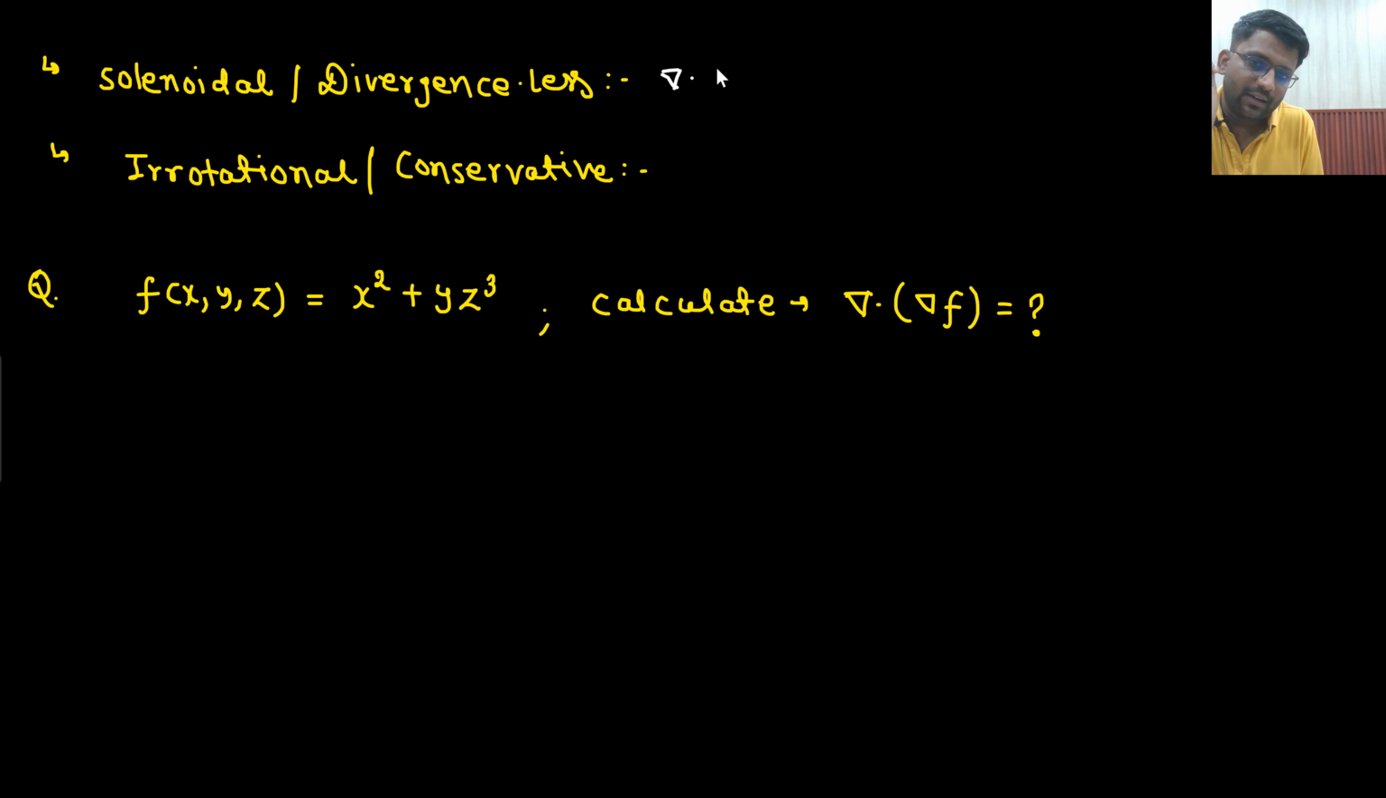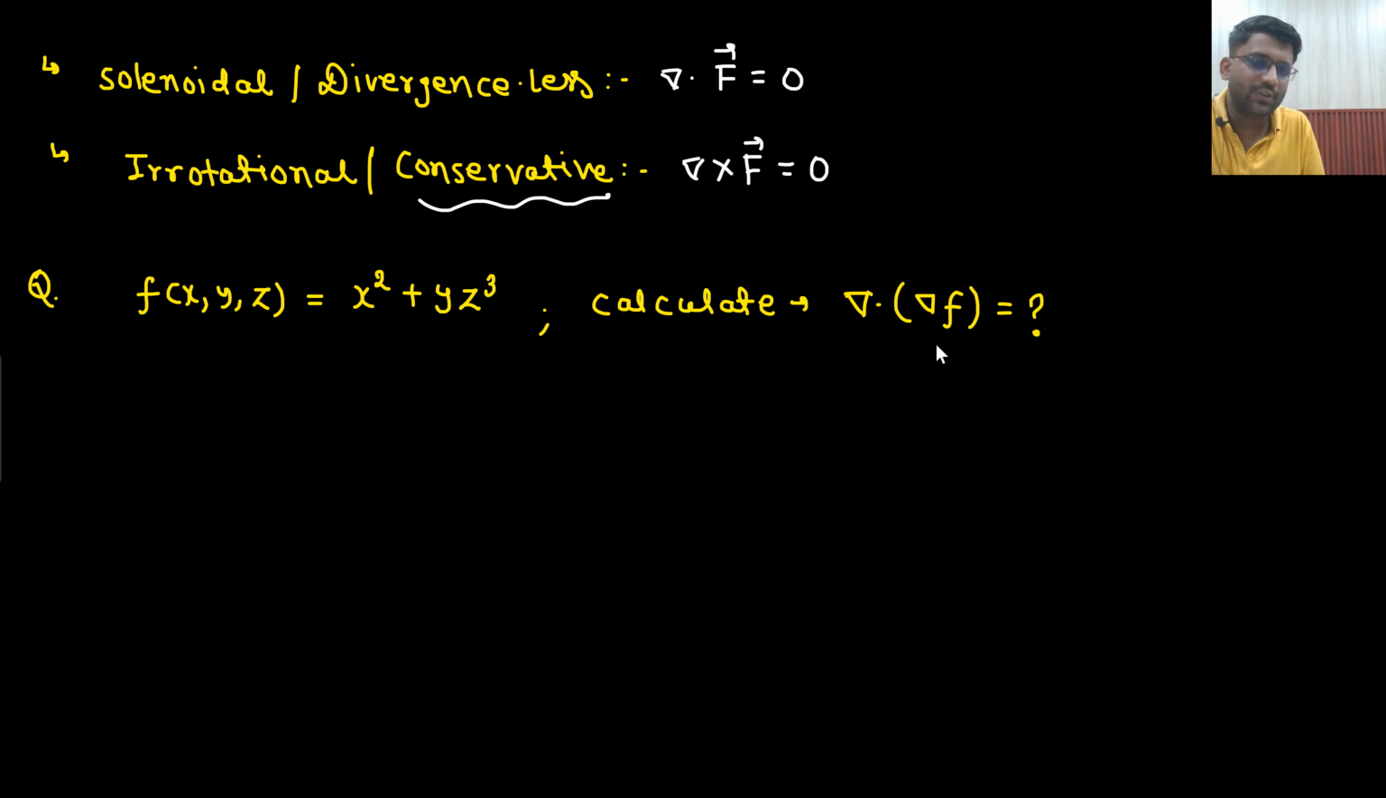So that is simply del dot f equals to 0. And what is the meaning of irrotational? Other name is conservative. We will talk about it when we study integral calculus. So if the vector field is conservative, then del cross f is 0. We will talk about conservative field again when we study integral calculus. So two names are there: solenoidal or divergence less, del dot f is 0. Irrotational or conservative, del cross f is 0. Is that clear?